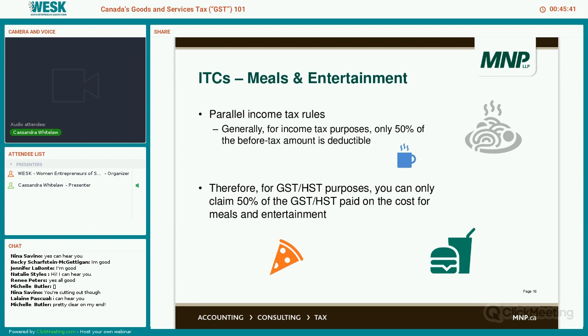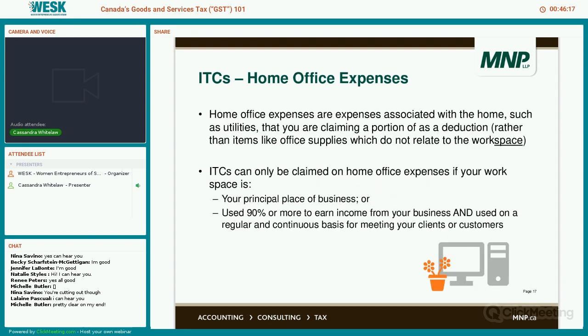There are a couple of different ways you can report this. The first way, which tends to be the easiest, is to just claim 50% of the GST paid on the meals and entertainment right up front, only include 50% of it in your GST general ledger. The other option for those people that are filing monthly or quarterly is that they can claim 100% of the input tax credit as they go along during the year. And then in the next GST return in the following year, they have to make an adjustment. Although you can use this method, it does get a little bit more complicated and involves more tracking. So generally it's simpler to just include 50%.